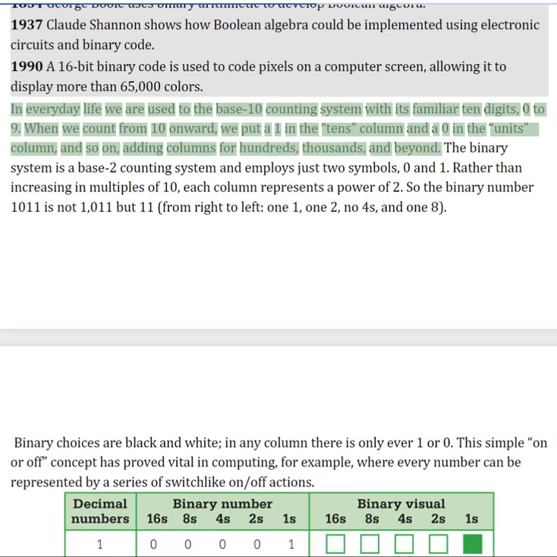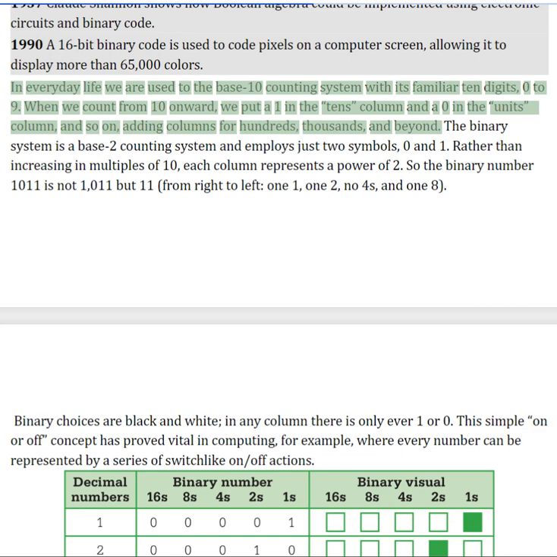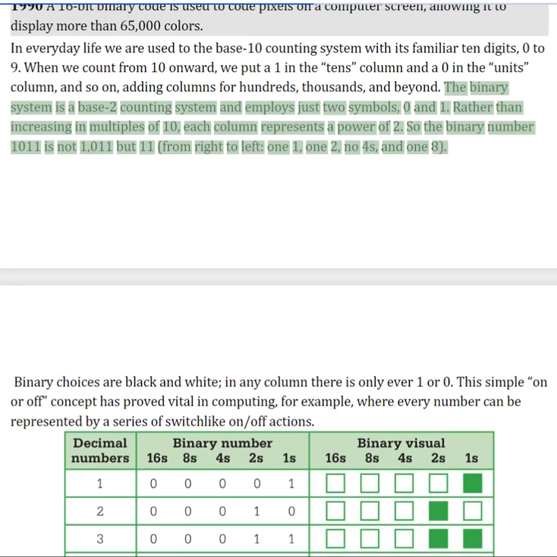In everyday life, we are used to the base 10 counting system with its familiar 10 digits, 0 to 9. When we count from 10 onward, we put a 1 in the tens column and a 0 in the units column, and so on, adding columns for hundreds, thousands, and beyond. The binary system is a base 2 counting system and employs just two symbols, 0 and 1. Rather than increasing in multiples of 10, each column represents a power of 2. So the binary number 1011 is not 1011 but 11.